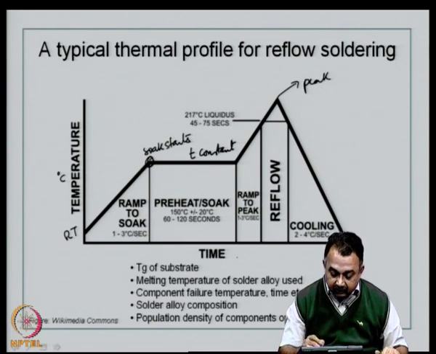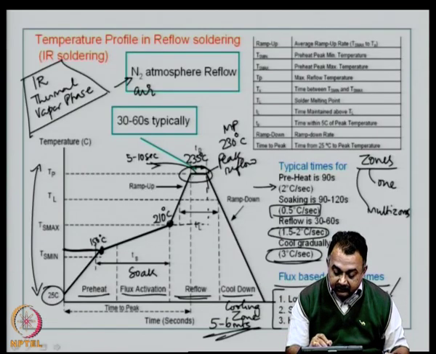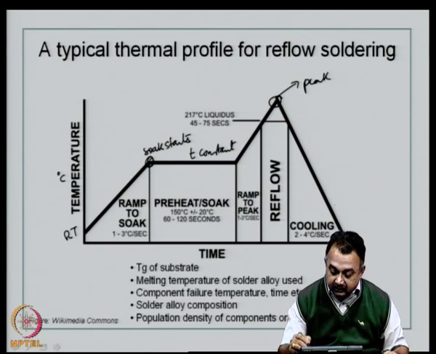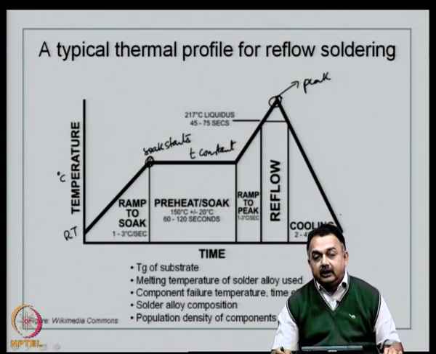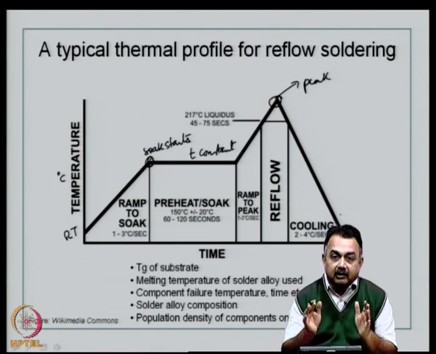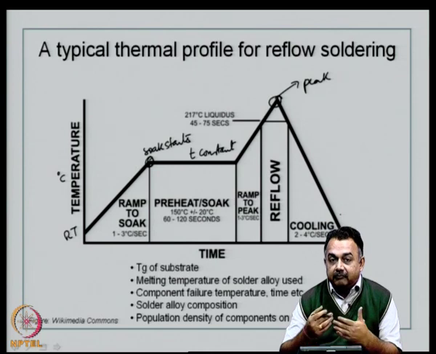Temperature is constant for a particular time. Then the ramp up to the peak reflow starts. Unlike the earlier one where you had a residence time, here the peak reflow is attained and immediately it starts cooling. This is very useful when you have narrow process windows based on the melting point of the solder or the TG of the substrate or the type of flux that is used.